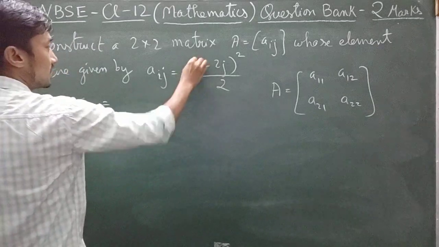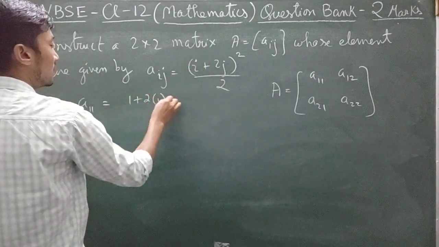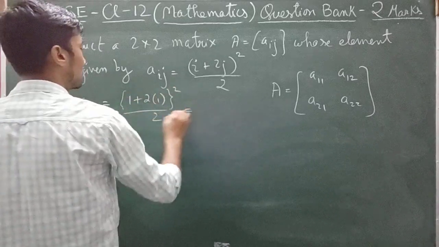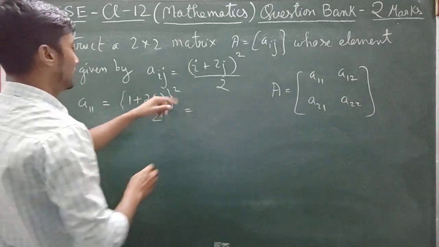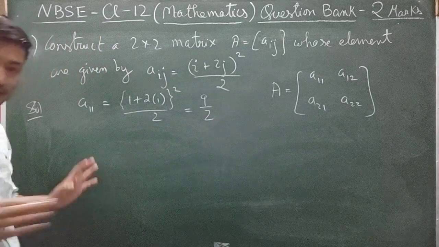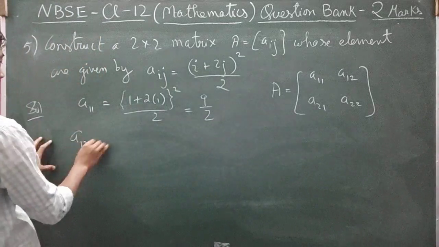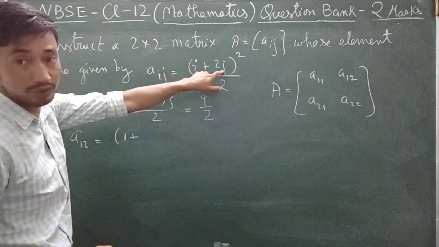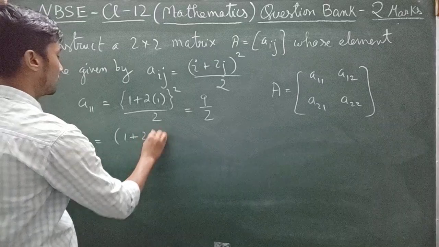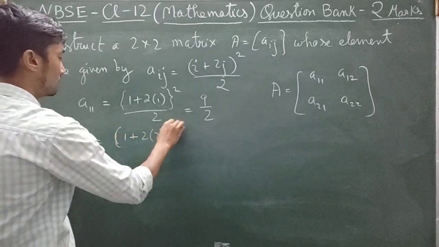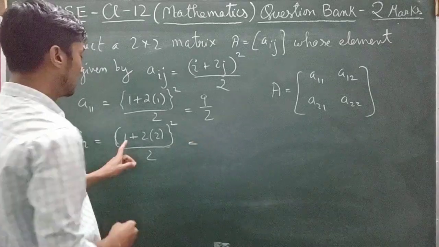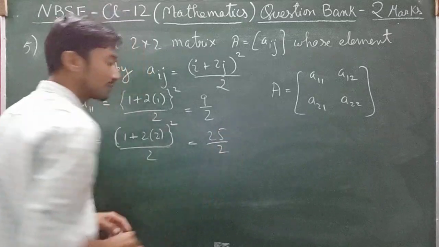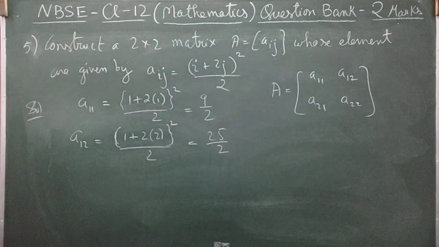A11 will be defined by this. So 1 plus 2 into 1 whole square divided by 2. So that's going to be 1 plus 2 ones are 2, 3 square, that's 9 divided by 2. I guess that's alright if I just do the calculation directly. A12 will be 1 plus 2 into 2 whole square divided by 2, j will be 2 now. So that will be 1 plus 2 2s are 4, 4 plus 1, 5. 5 square, 25 by 2.